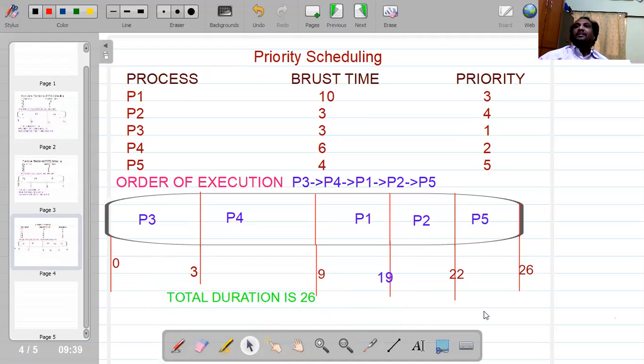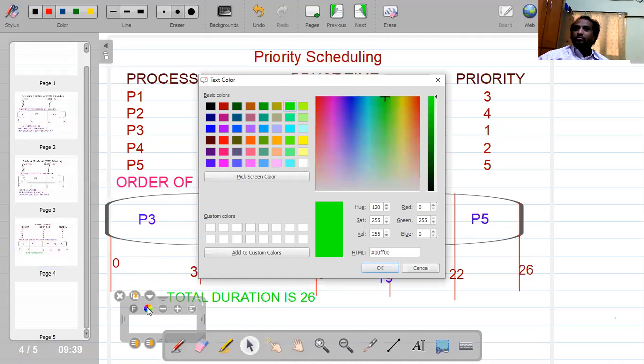In order to calculate the average waiting time, first we must know the waiting time of all the processes. We must know the waiting time of all the processes.